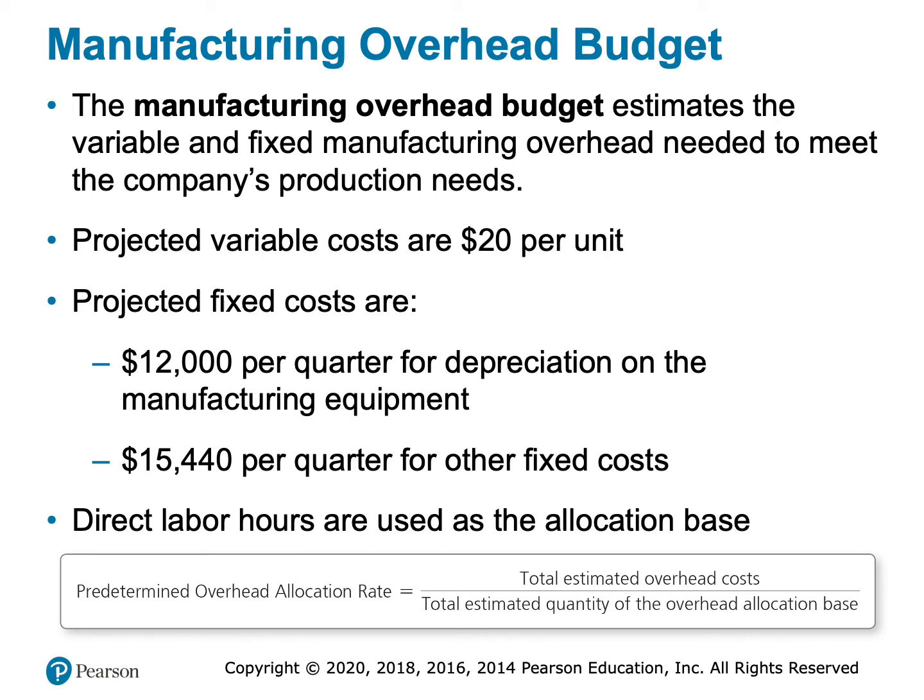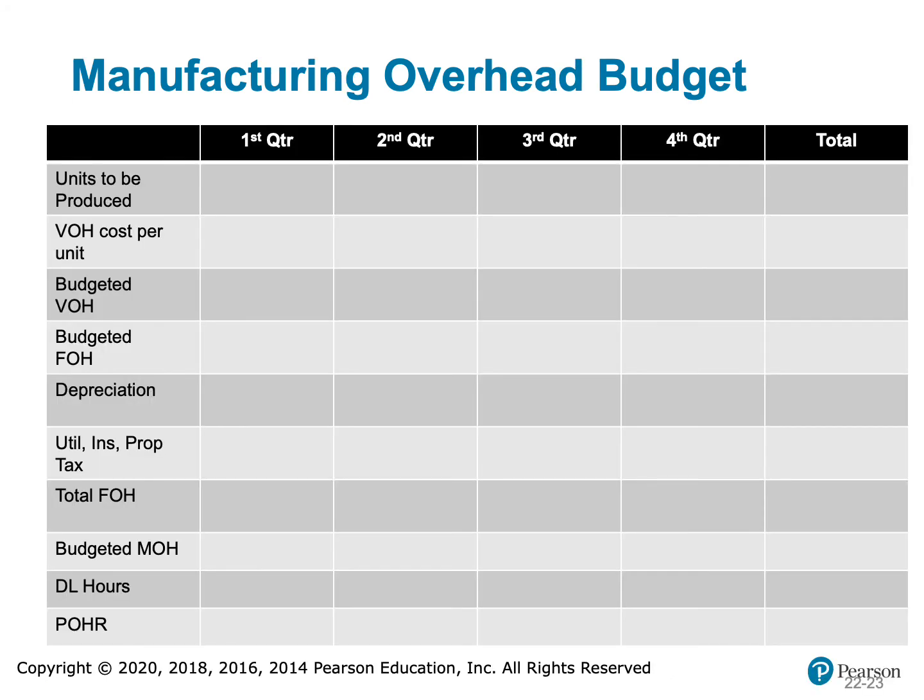We know that our fixed costs are $27,440. 12,000 of that's depreciation, 15,440 is other things. And we'll talk about that. That becomes important in a little bit, so we'll come back and talk about that a little bit later. So going back over here to our overhead budget.